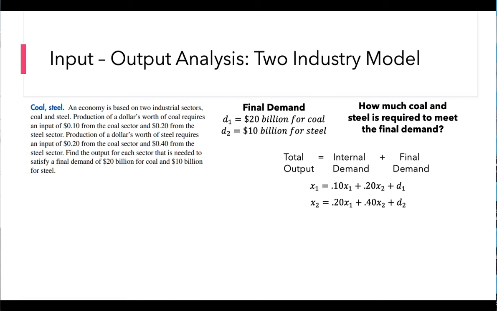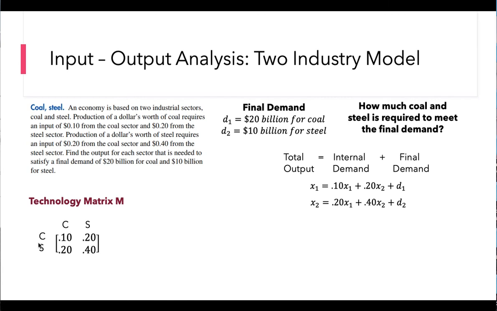Now, how does this apply to matrices? All of what we have learned about matrices in the previous sections is going to help us with this. So what we're going to do is create a technology matrix. That technology matrix is going to talk about the coal and the steel. I've labeled the columns C and S for coal and steel, and I've labeled the rows C and S for coal and steel. And I've created a matrix.